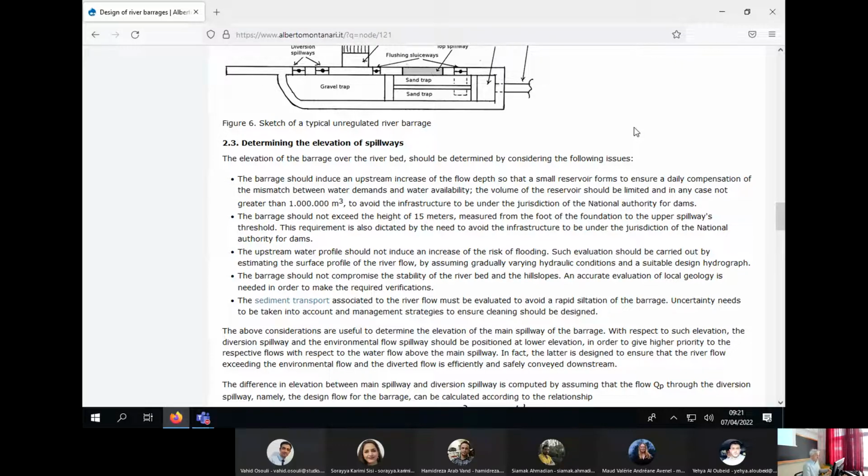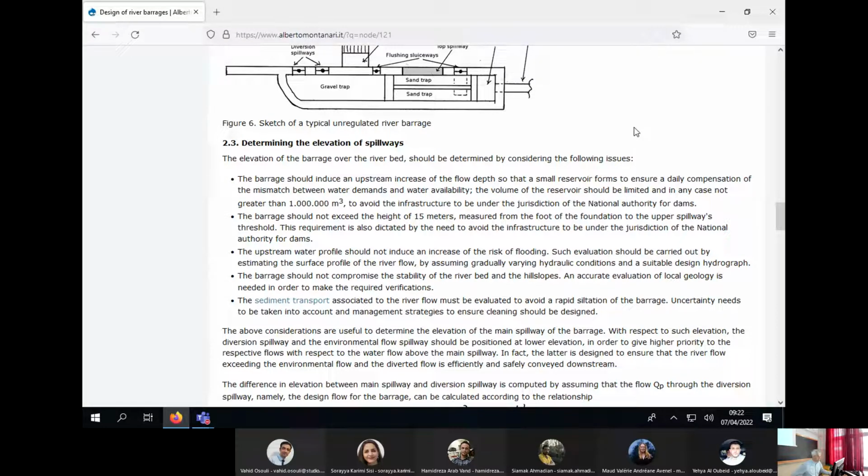Other recommendations: the upstream water profile should not induce an increase of the risk of flooding. Of course, when you build a barrage, you cause an elevation of the water depth upstream. We need to make sure that this increased water depth doesn't imply an increased risk of flooding. Furthermore, the barrage should not compromise the stability of the riverbed and the hill slopes.